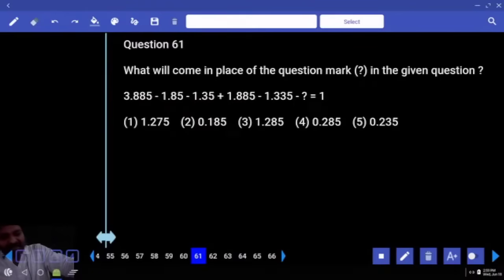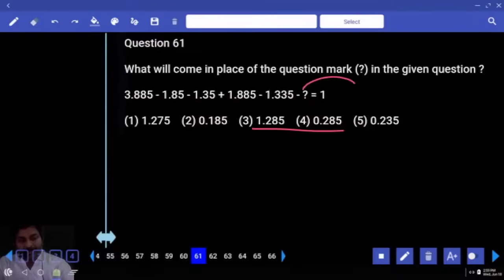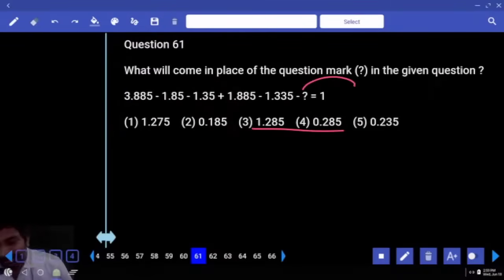Numbers after decimals, they are not the same, but still, let's see. Third and fourth have the same numbers after decimal. But still, let's do it. Minus x goes to the other side. Right hand side number 1 will come to left hand side. That is negligible because we are considering numbers after decimal. 0.885 minus 0.85. How much? 0.8.